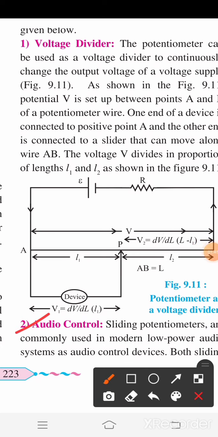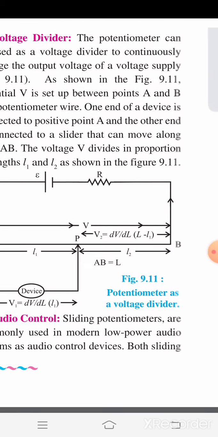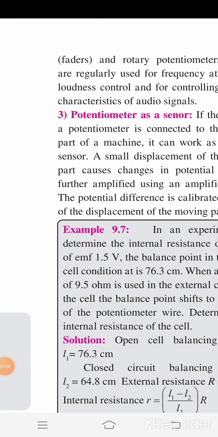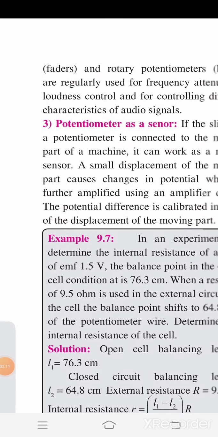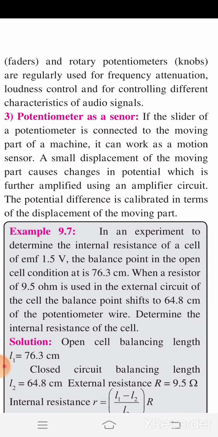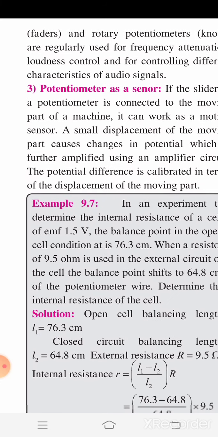In this use, sliding potentiometers are used. These sliding potentiometers are commonly used in modern low power audio systems, in audio control devices. Both sliding potentiometers and rotary potentiometers are used. Sliding potentiometers are known as faders and rotary potentiometers are known as knobs, and are regularly used for frequency attenuation, loudness control, and for controlling different characteristics of audio signals.